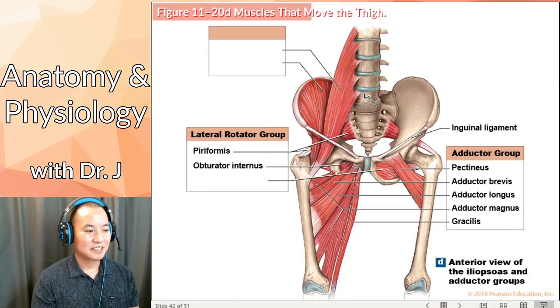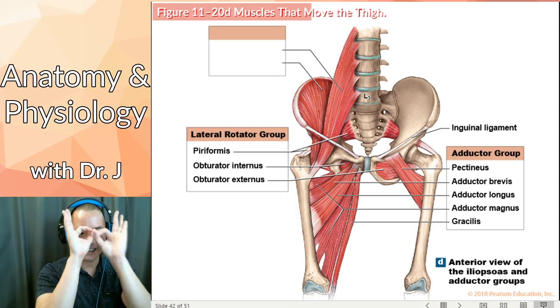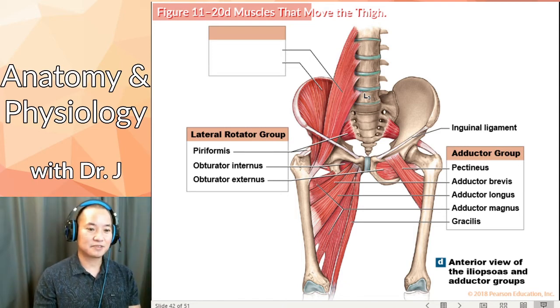Okay, so obturator internus and externus. Again, that rule of opposites. One's more internal, one's more external. So remember the pelvic girdle, and if you look at it from the anterior, it kind of has those little holes right there. That's called the obturator foramen, right? So notice where they're attaching.